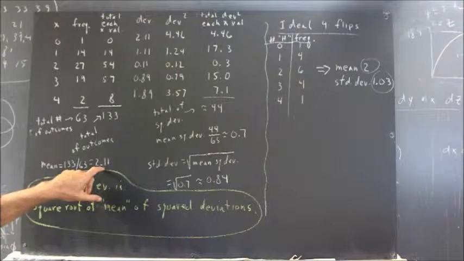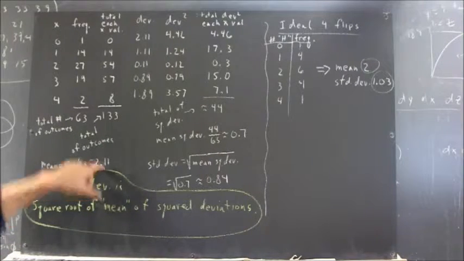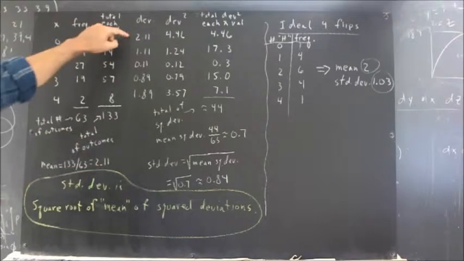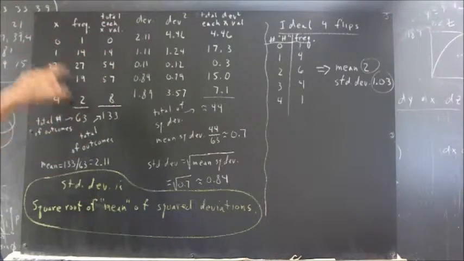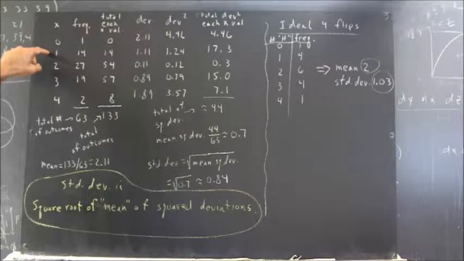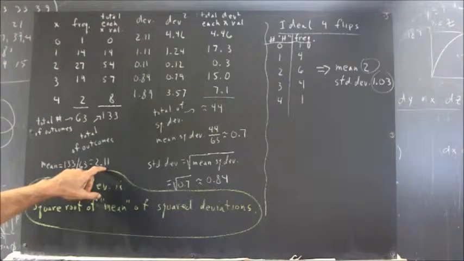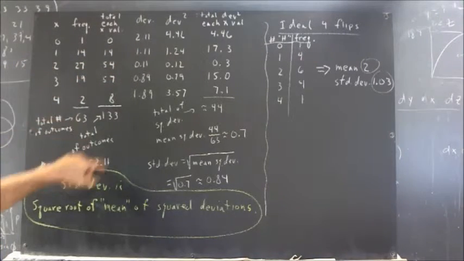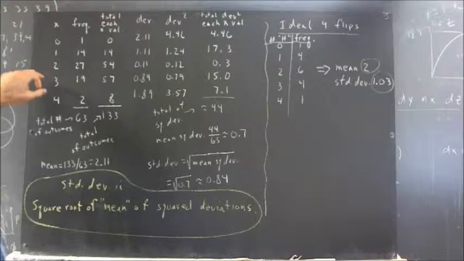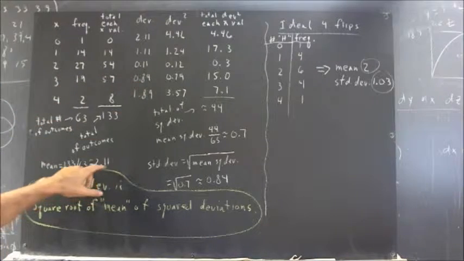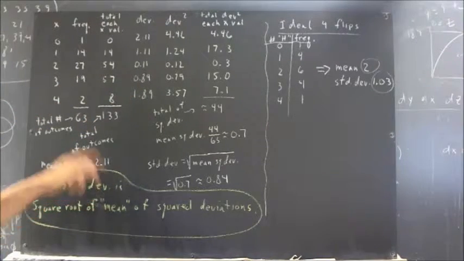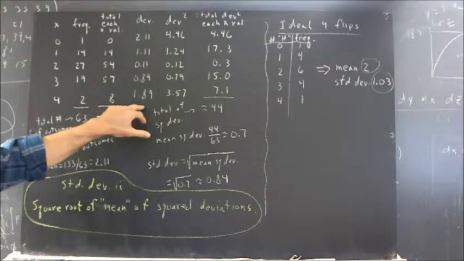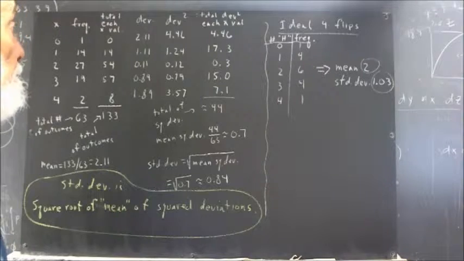We have a mean of 2.11, so when we got 0 heads, that deviated from the mean by 2.11. When we got 1 head, that deviated from the mean, which is 2.11 heads, by 1.11. And 2 heads deviated from this mean by 0.11. 3 heads deviated from the mean by 0.89. We just subtract the 2.11 from 3 to get that. And the 4 deviated by 1.89.